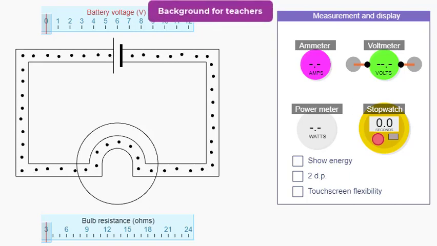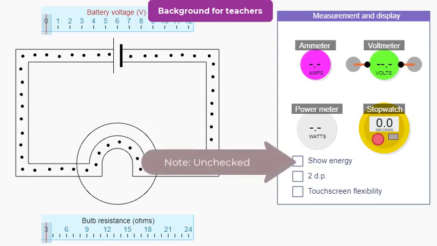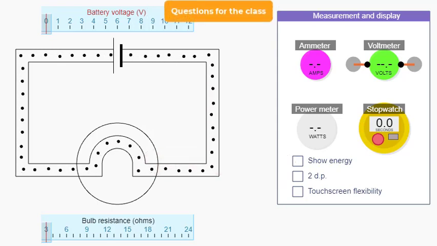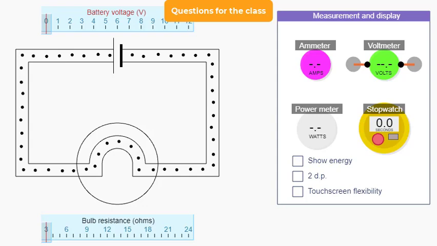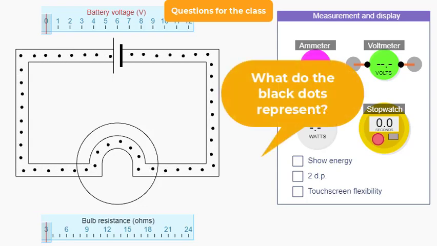This is how I'd use the simulation in front of a class to explain the relationship between charge and current. Depending on the class, I'd probably use a series of questions like this. What's this a picture of? It's a circuit diagram with wires, battery and bulb. What do the black dots represent?